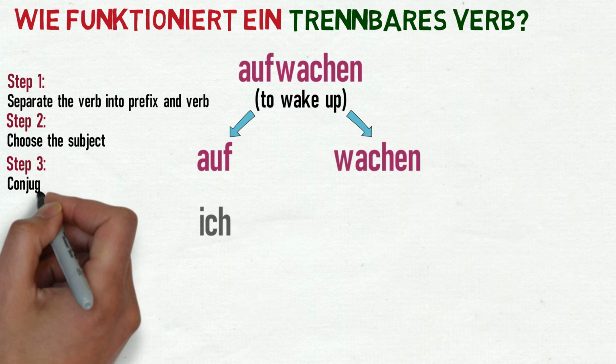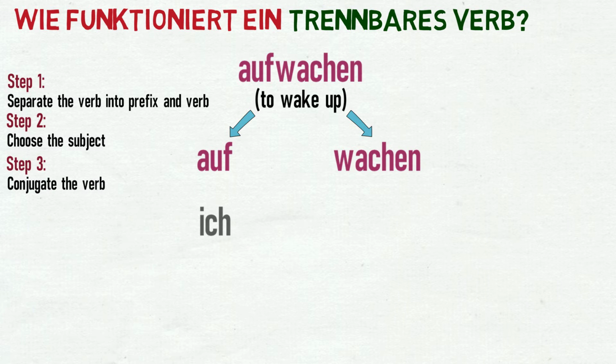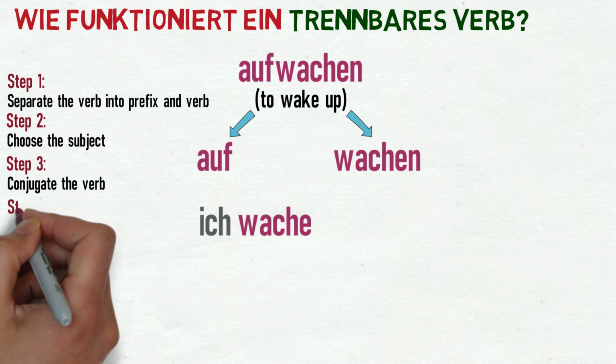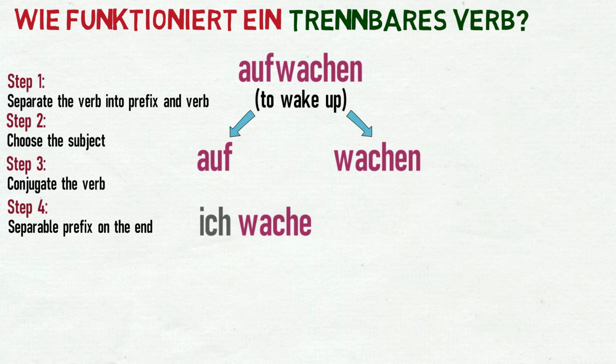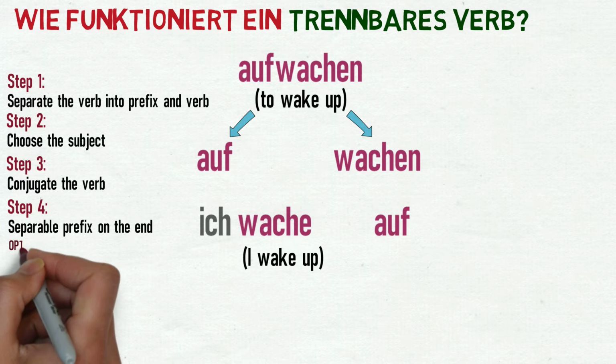Next, we take the verb part of the separable verb, wachen, and conjugate it. So we have ich wache. Finally, we take the separable prefix and put it on the end of the clause. This sentence, meaning I wake up, is therefore ich wache auf.